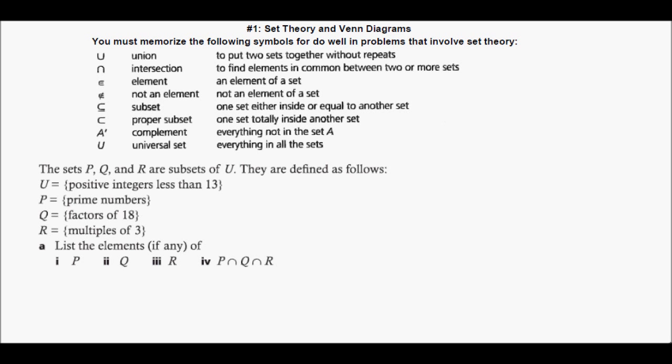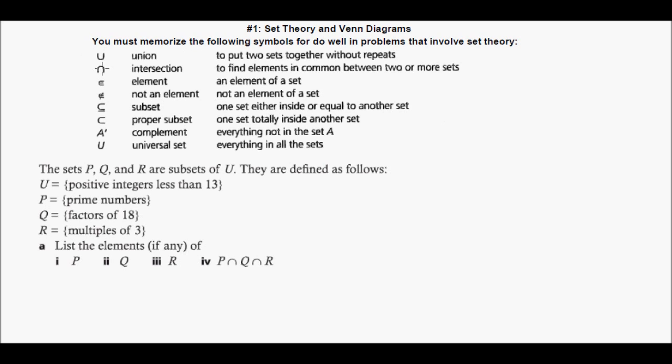Okay, for the first section in topic 3 here, we're going to go over some set theory and Venn diagrams. This is pretty straightforward stuff, but if you can make a Venn diagram, there are often going to be a lot of problems on these, especially probability and stuff like that. But as you can see, there's a bunch of symbols that you need to know.